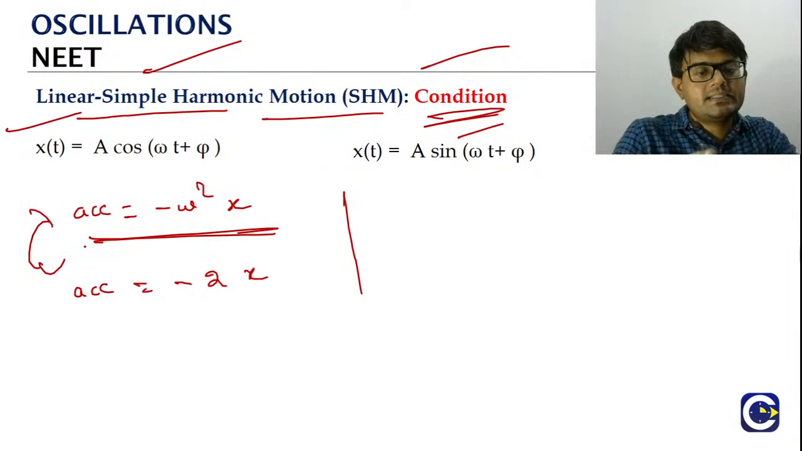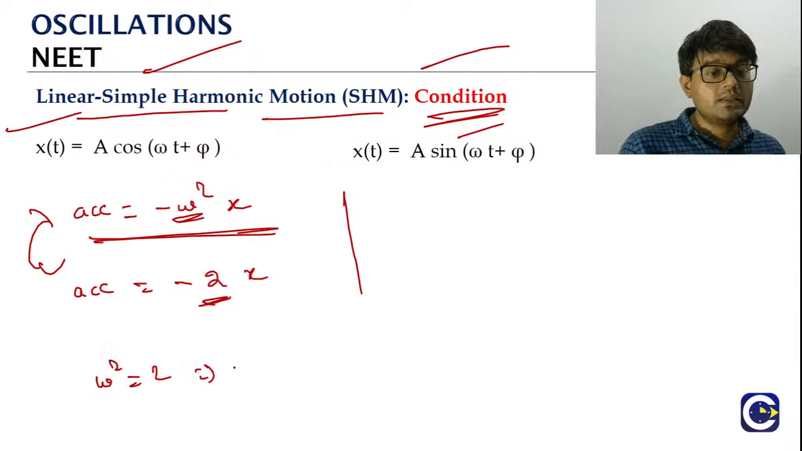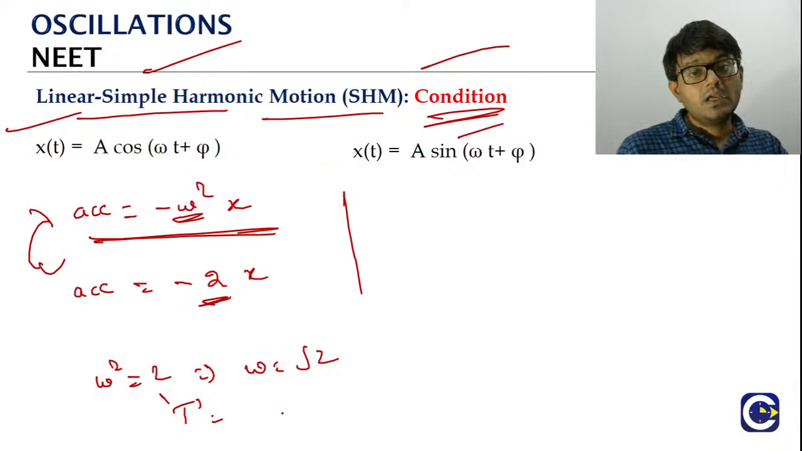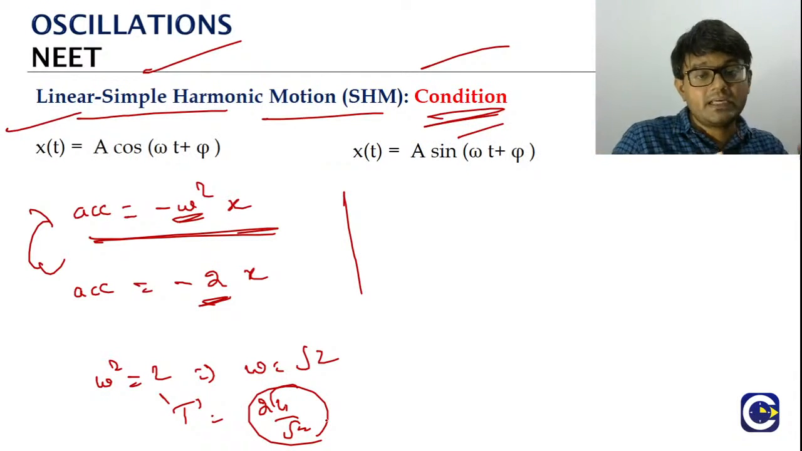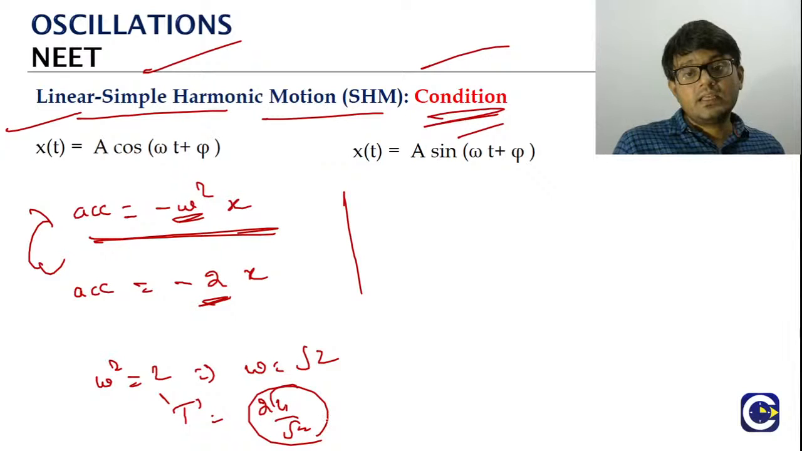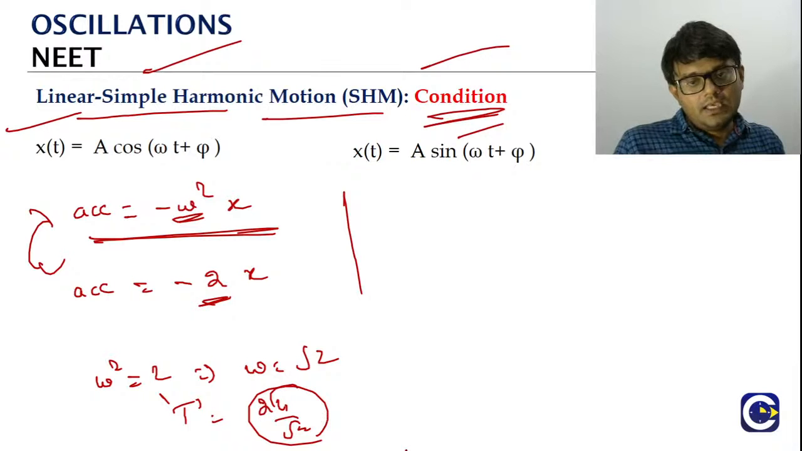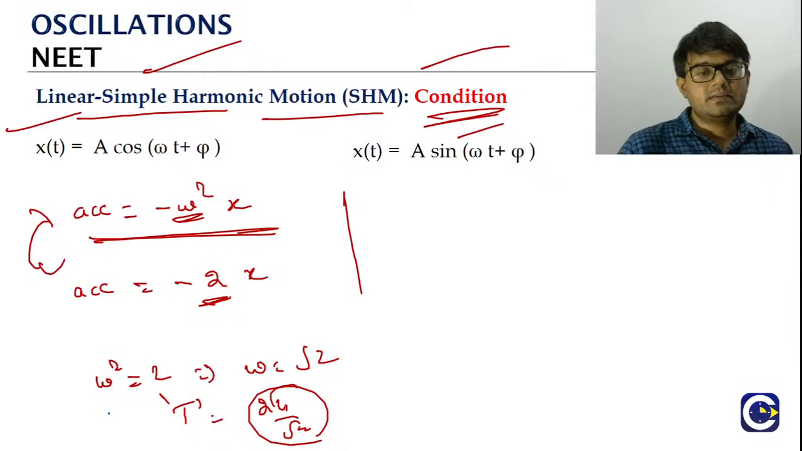We are able to see that it is SHM. Isn't it? Not only that, from this we can find out what the omega is. So omega square is 2. From that, what is the value of omega? Root 2. Using this we can find the period value. And the period is equal to 2 pi by omega. So 2 pi by root 2. So we compare the given equation with the standard SHM equation, and first we can find whether it is SHM or not. Second, if it is SHM, from that we can find the period value for the SHM. So this is the condition for the linear SHM.